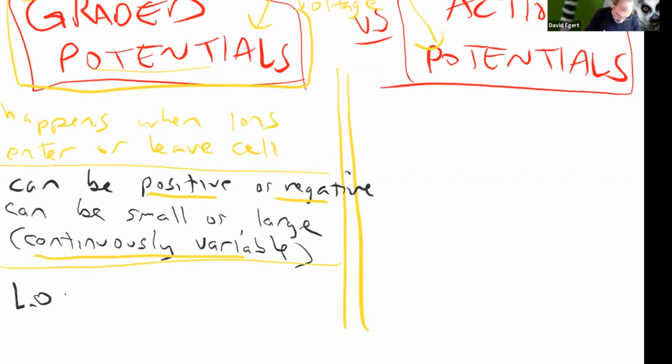They are local, meaning wherever you're opening channels and letting things move in or out, that's where this graded potential is going to be. So localized on the membrane.